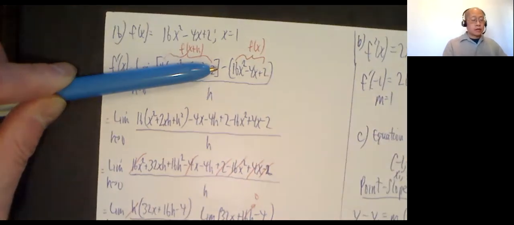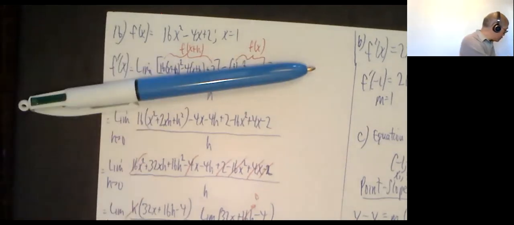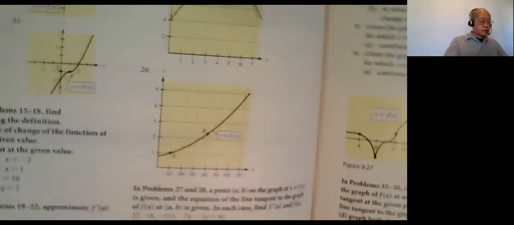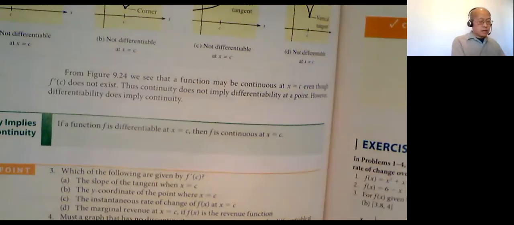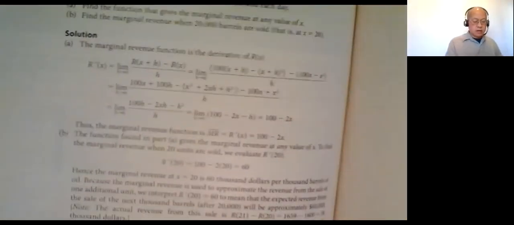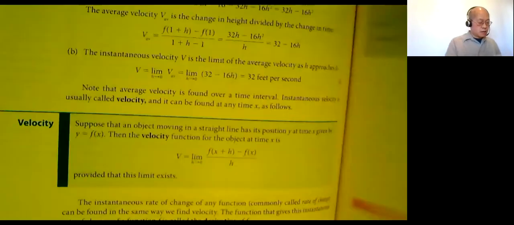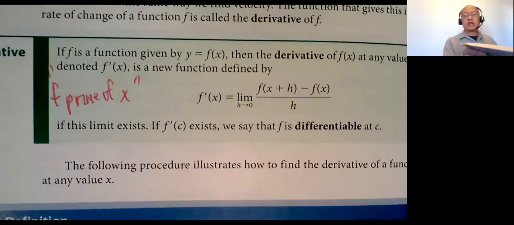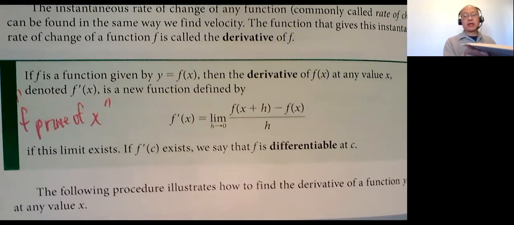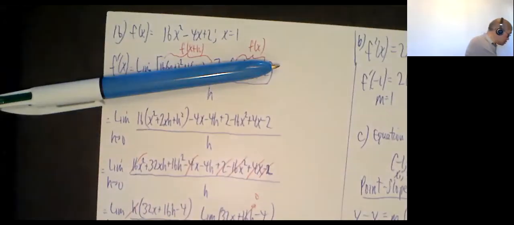Okay. Again, I'm using the formula for the derivative. Okay, the definition of the derivative. Put that in your cheat sheet. Okay. This thing. Limit h approaches 0, f of x plus h minus f of x all over h.